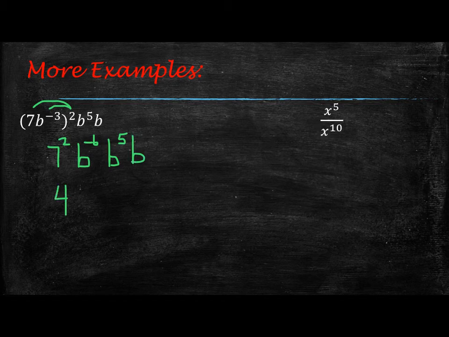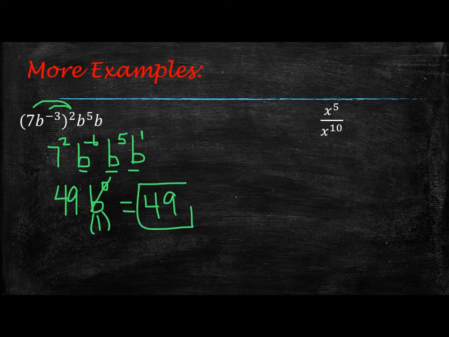7 squared is 49. Now, since all of these have a base of b, I would just add my exponents. But remember, b with no exponent has an understood 1 there. So if you add all those together, negative 6 plus 5 plus 1, that gives you b to the 0 power. But what happens when you have anything to the 0 power? That equals 1. So this would be equal to 1, and 49 times 1 is just 49. So that's your answer. This combines a couple of different properties into one.